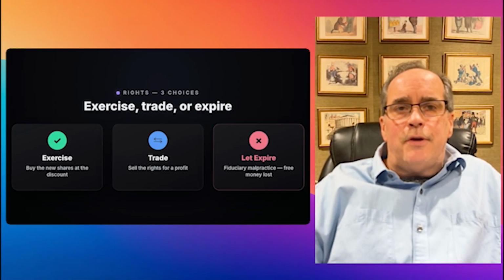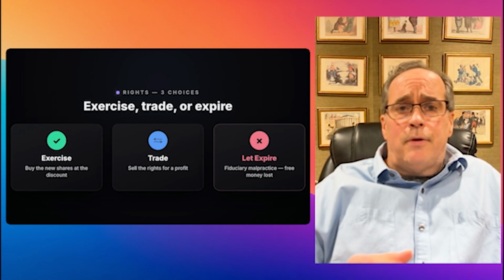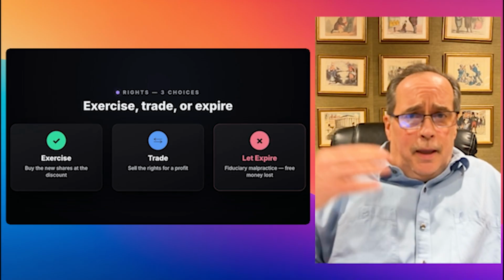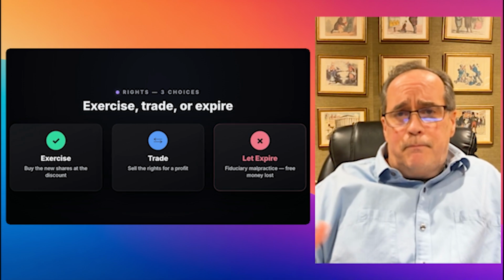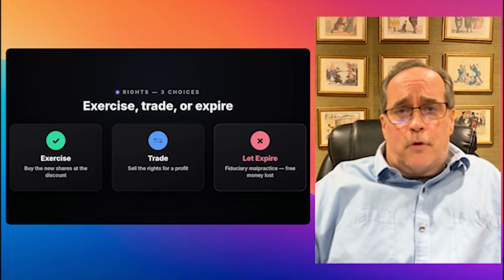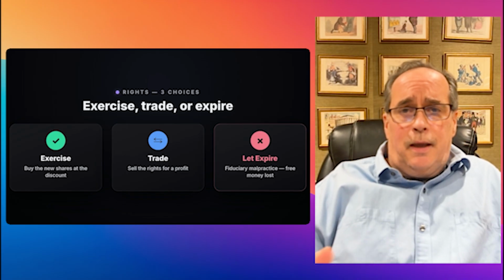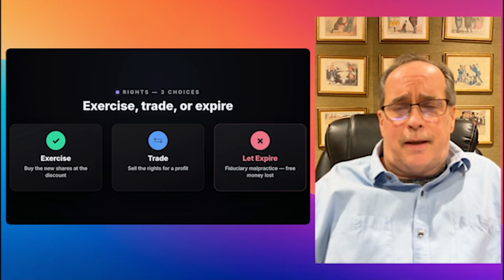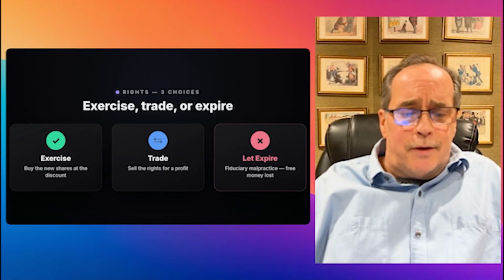If you decide you're going to exercise them, you exercise them into the new shares, and you get your new shares, you have equal ownership. But if you just want to sell them, these trade on a when issued basis. You could just sell them in the open market for a profit. They trade for whatever the difference is between the market price and the preemptive price, and a little less than that. If you let them expire, you're just giving away free money.